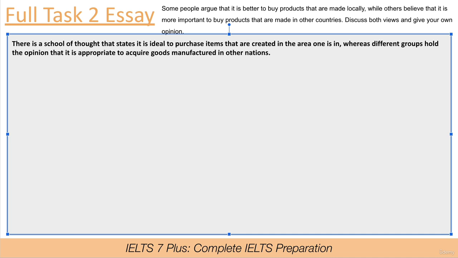Okay, let's read this back. There is a school of thought that states it is ideal to purchase items that are created in the area one is in, whereas different groups hold the opinion that it is appropriate to acquire goods manufactured in other nations. Okay. Maybe that it should be a priority. I think I like that better. It should be a priority to acquire goods manufactured in other nations.